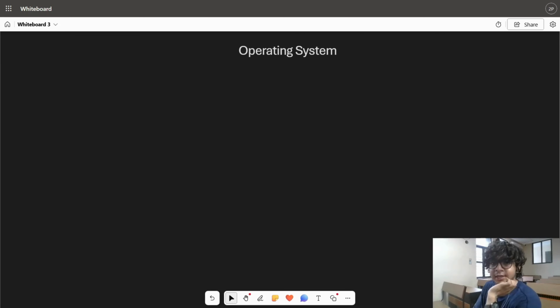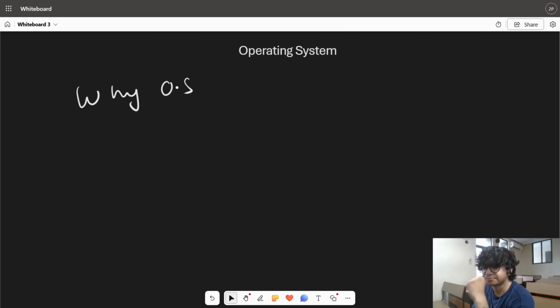So first of all, let's understand why do we need OS? What's the need of OS? Now, say for an example, let's take the example of a fan, right? So if you want to turn on the fan, then what can you do? Open the fan, connect all the motor connections, then provide electricity and the fan would start, right?